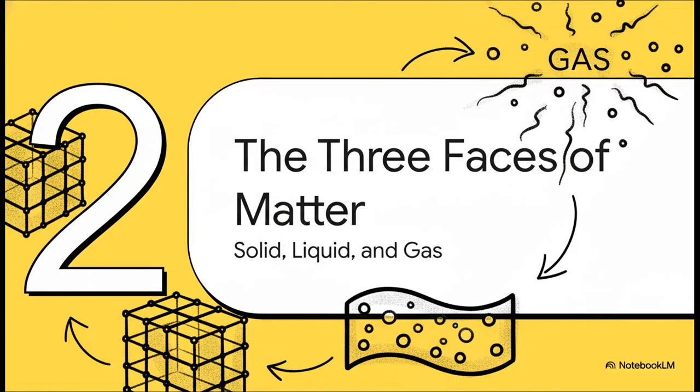Okay, so we know what matter is, but it doesn't just show up in one form. Next up, we're going to explore the three main faces or states of matter that you and I run into every single day: solid, liquid, and gas.